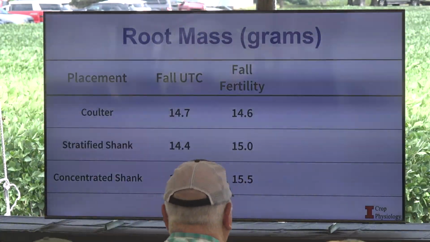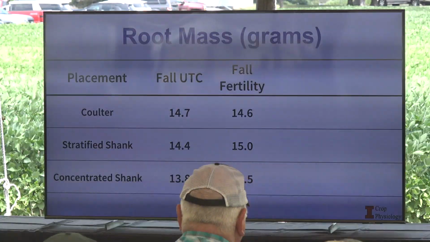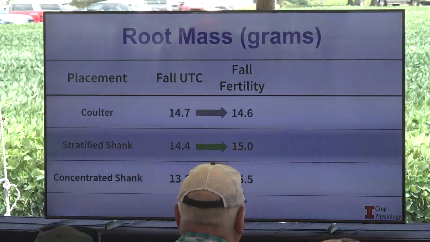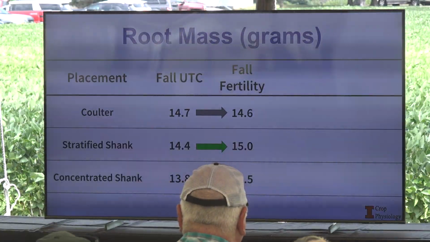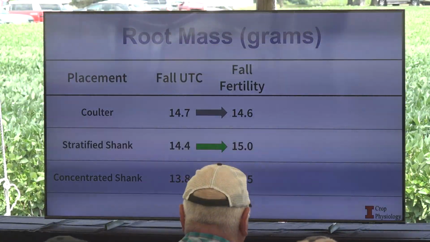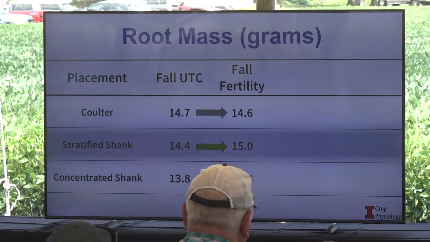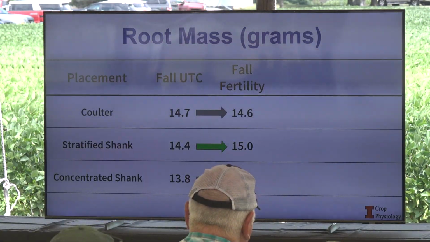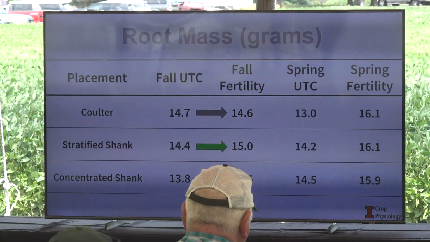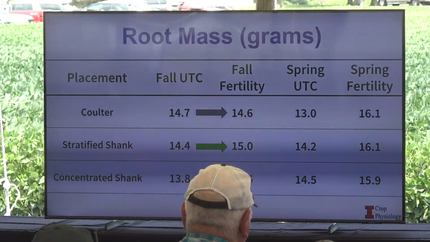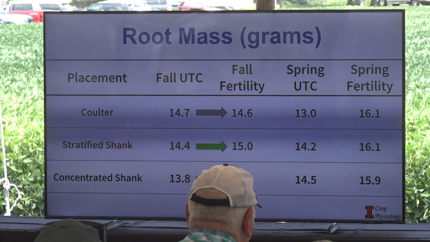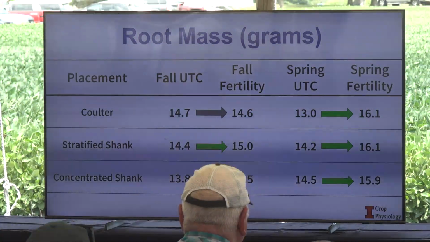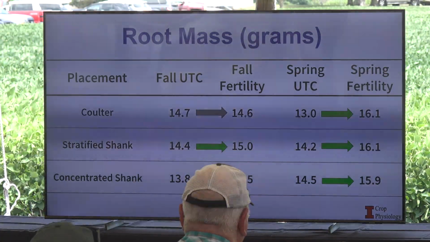How did they respond? So the Coulter treatment, basically a net wash between fertility and the UTC. But down here we see 2 positive increases in root mass. We see about a 0.6, and then we see a 1.7 gram increase. Now these are in grams. 1.7 doesn't sound like a whole lot. The next slide I'll show you what 1.7 looks like. And then when we look at spring, bring in our UTCs and our fertility, we start to see that we're building a lot bigger of a root mass between tillage treatments moving forward, and all 3 were a positive increase when we added spring fertility.